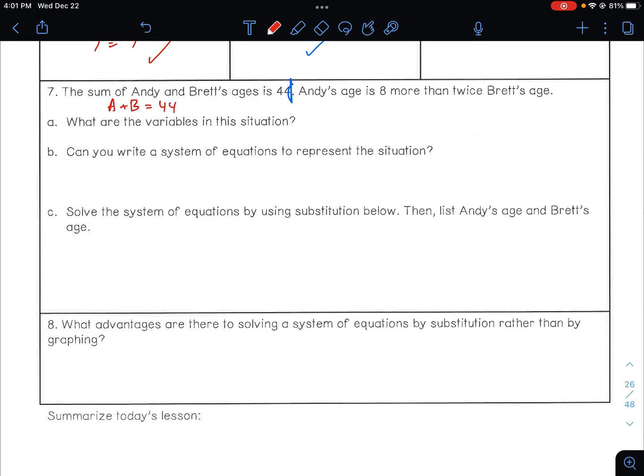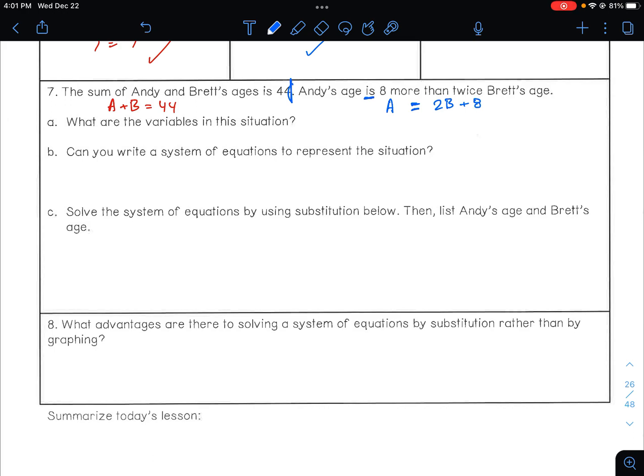Andy's age is 8 more than twice Brett's age. So we have Andy's age is, which is the equal sign, 8 more than twice Brett's age. You're going to have plus 8. You're going to add 8 to that, and twice his age. So you want to double Brett's age, and you want to add 8 to it.